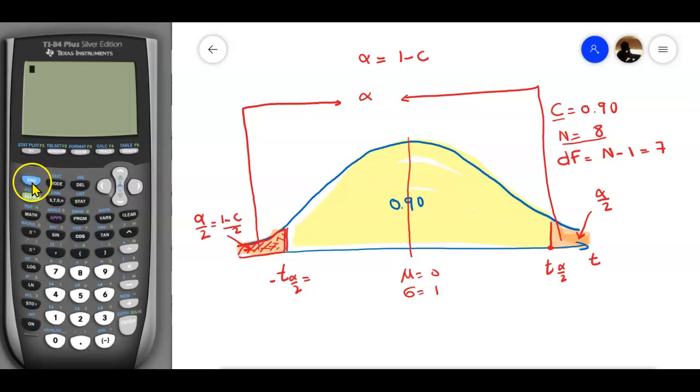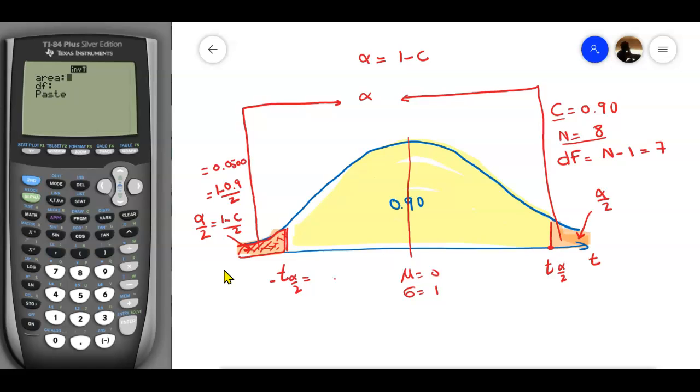So first thing to do is second and vars to access distributions, and then you're going to go to inverse T, number 4. All right, so enter. What they're going to ask you, always they're going to ask you about the left side area. So if I'm looking for this value, T alpha over 2, I have to put this area, which is alpha over 2, which is 1 minus C. Yeah, I forgot I didn't calculate it. So this is going to be 1 minus 0.9 divided by 2.